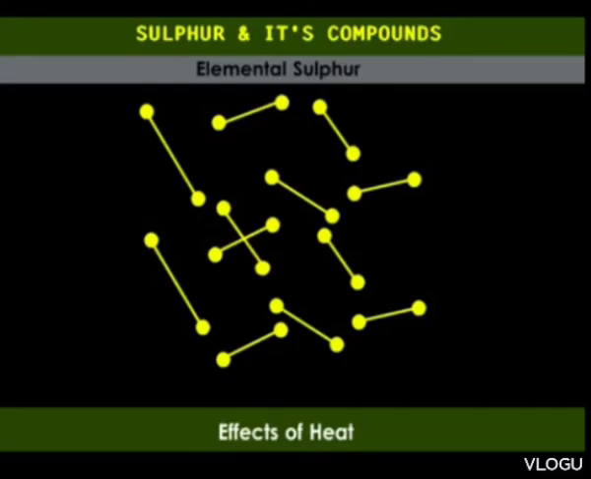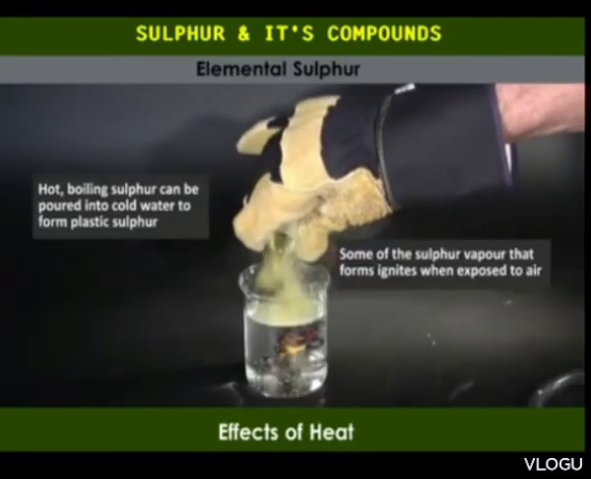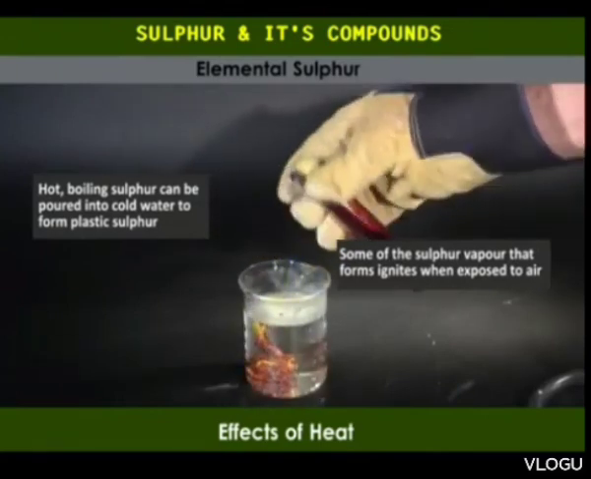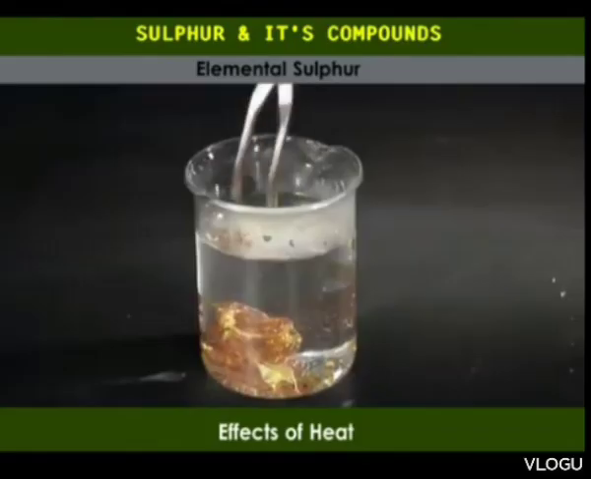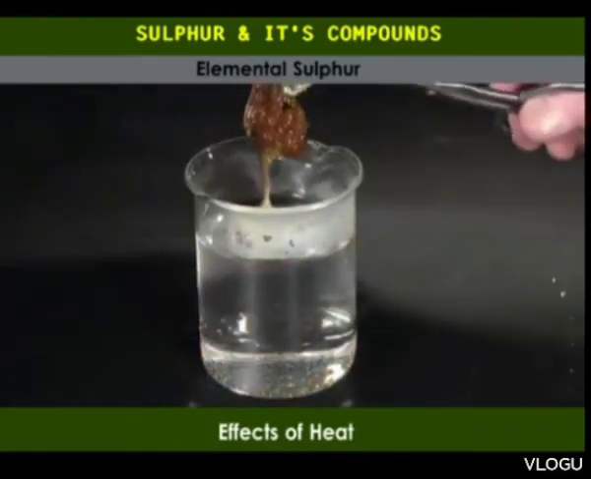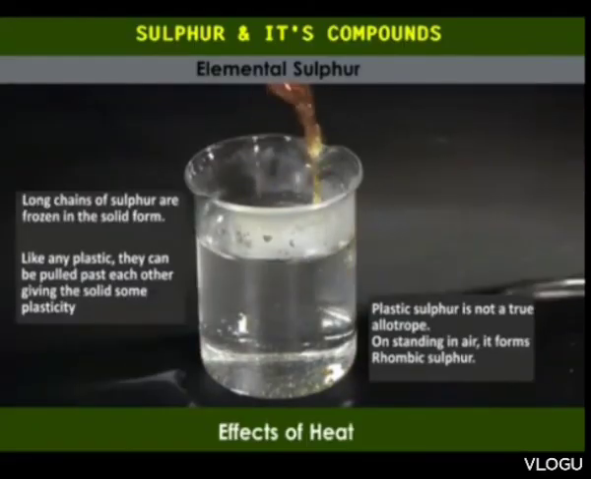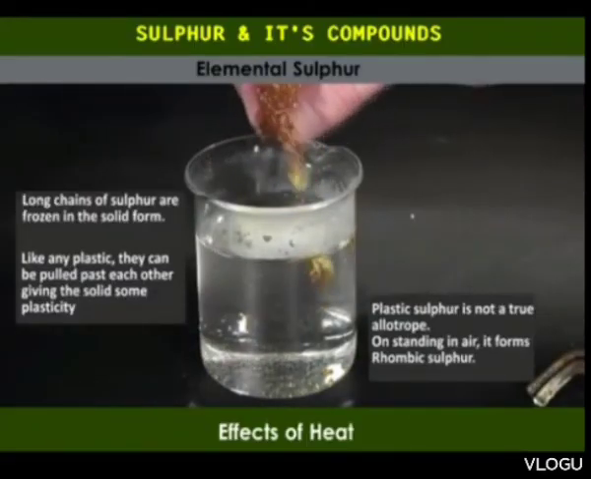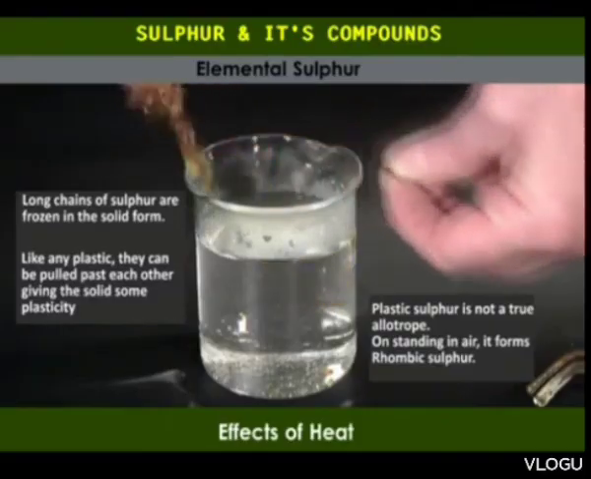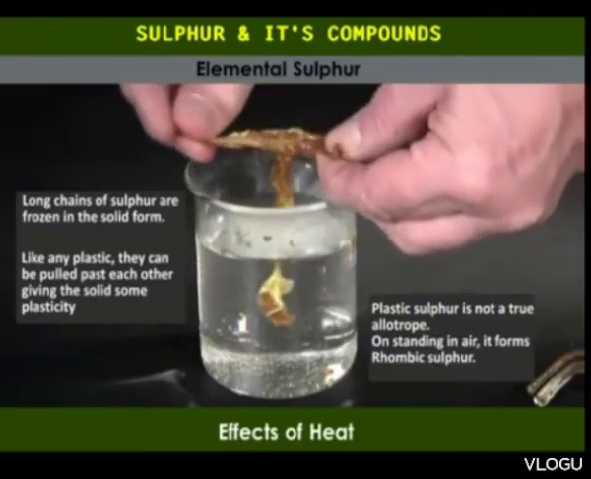But anyway, when boiling sulfur is suddenly cooled by pouring it into cold water, see what happens. The product is elastic and is called plastic sulfur. If this plastic sulfur was left for several days at room temperature, it will harden into rhombic sulfur.